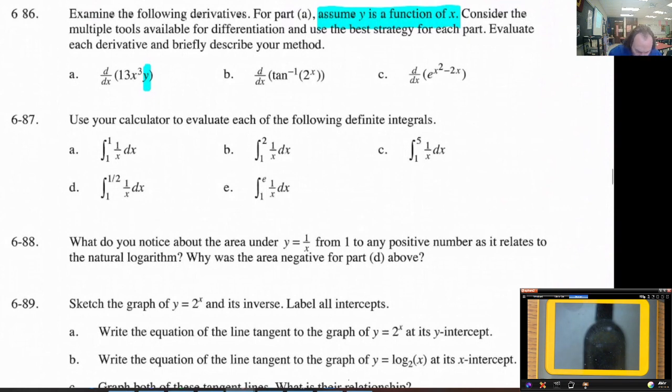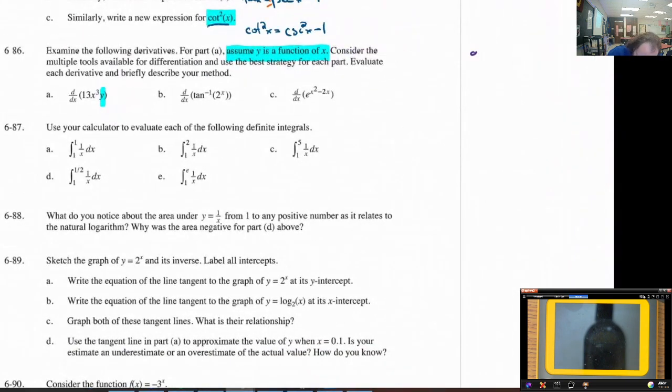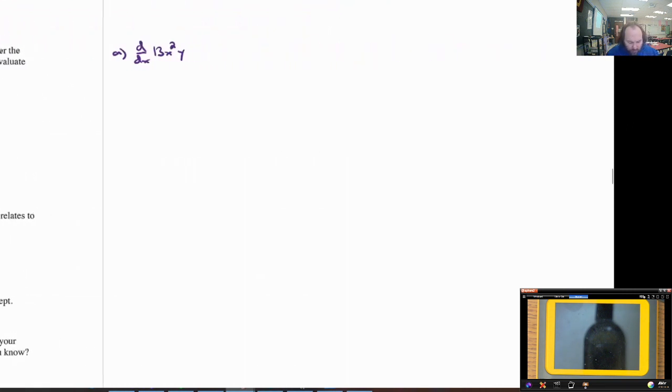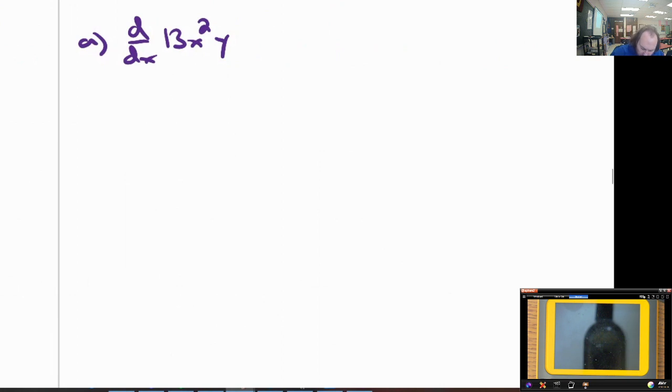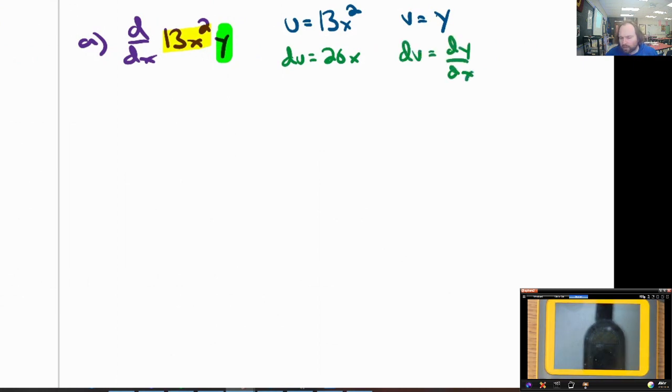Okay, so let's take a look at A first. This is probably going to be the one that we spend the most time on in this section. d/dx of 13x squared y. This is going to require the product rule because we have a 13x squared times y. Let's treat 13x squared as the first thing and y as the second thing. If you really want to break it down, which might be useful for this as an instructional example, the derivative of u is going to be 26x, and the derivative of v is going to be dy/dx, since we do not know what y is, but we do know that it's a function of x.